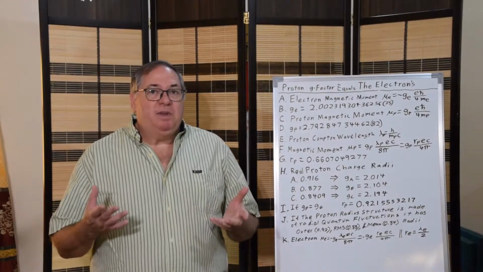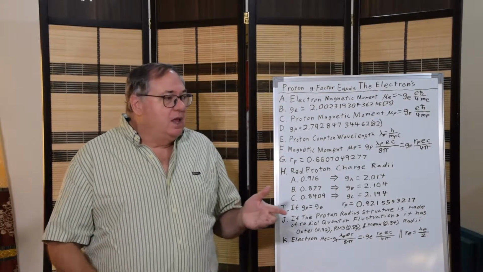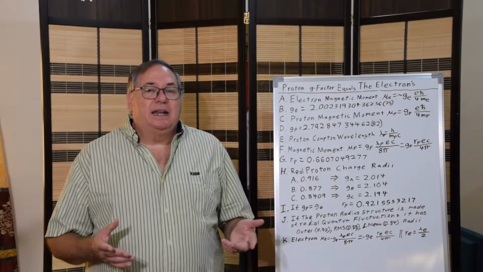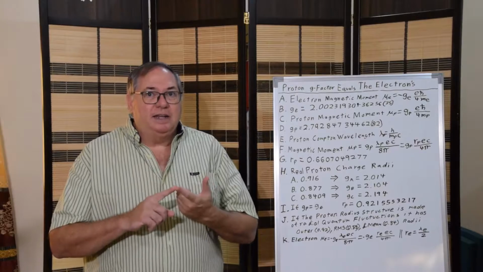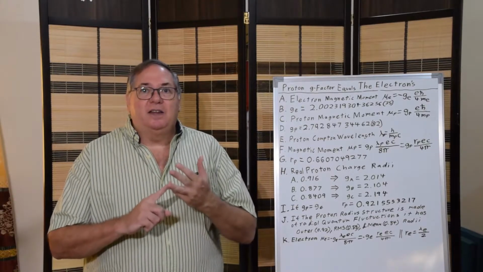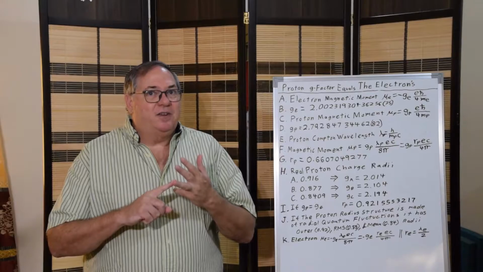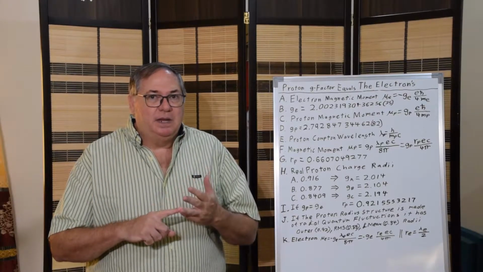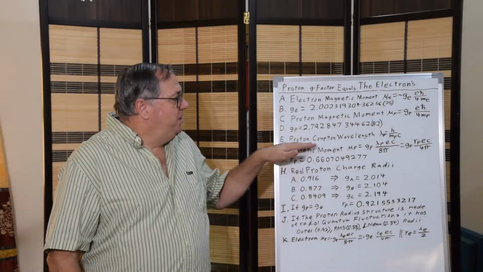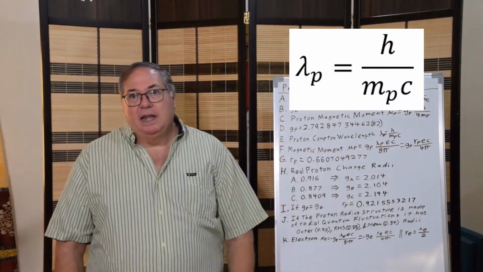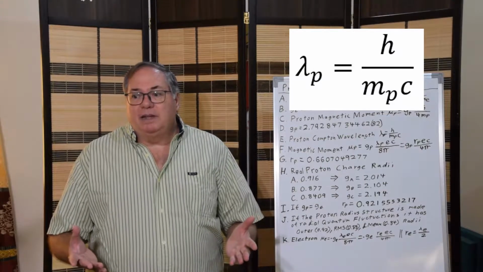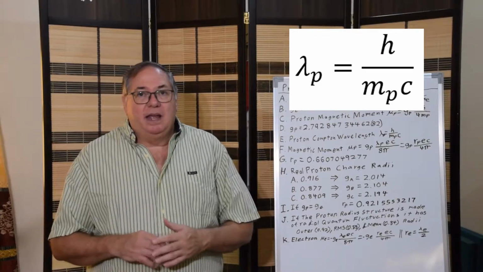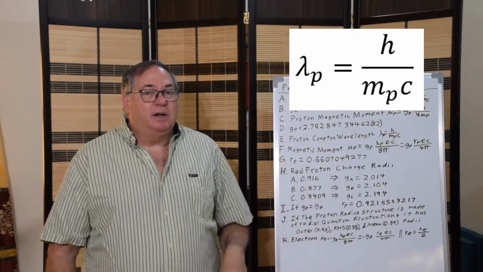Now, in order to simplify the equation and get it right, because when you calculate magnetic moment, you need a radius, you need a charge, and you need an angular velocity. That's how you calculate angular momentum. You don't calculate it with a mass. So in order to put it in the correct terms, you can look at the proton Compton wavelength, lambda p, the Compton wavelength, equals h over the mass of the proton times c. And note this is h, not h bar.